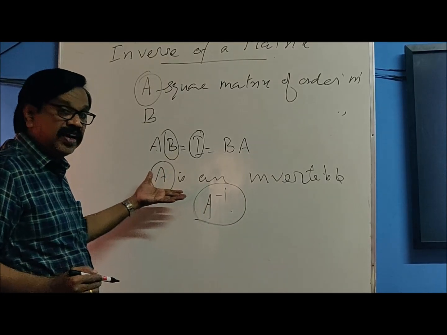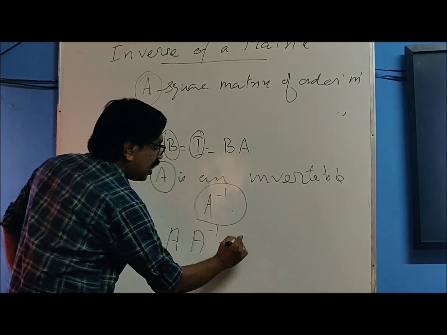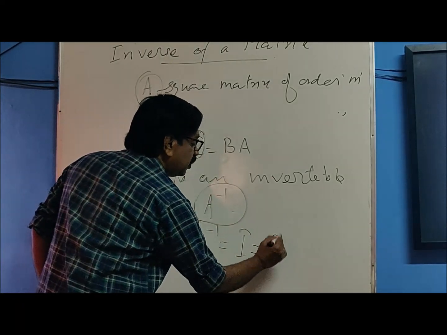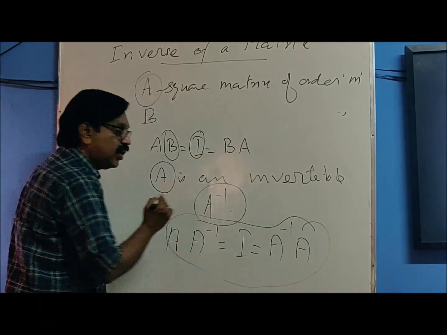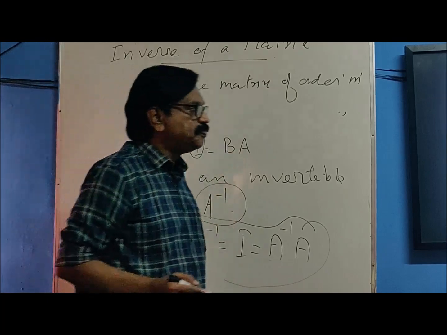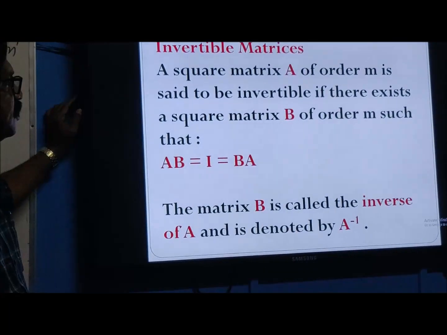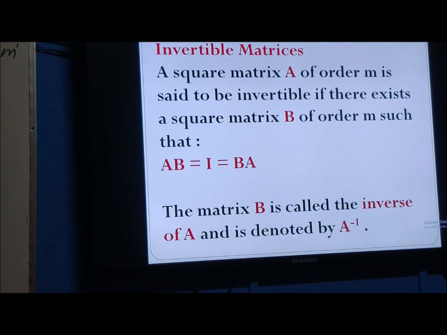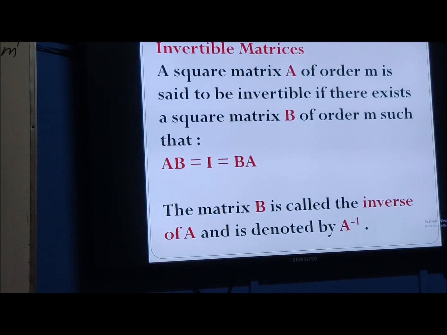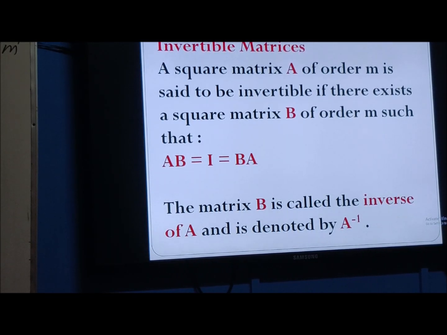Then what does it mean finally? That is, A into A inverse equals the identity matrix equals A inverse into A. This is the property of the inverse of a matrix. We can see here also: invertible matrices. A square matrix A of order m is said to be invertible if there exists a square matrix B of the same order m such that AB equals I equals BA.